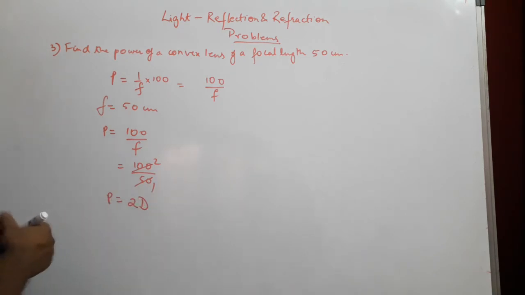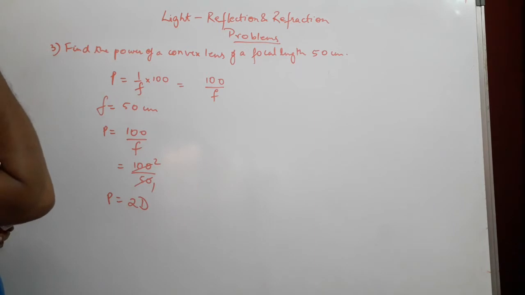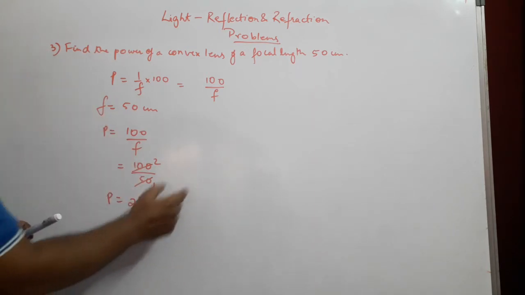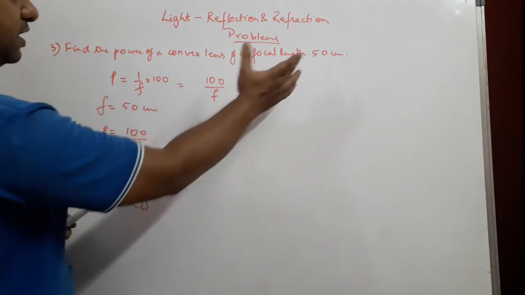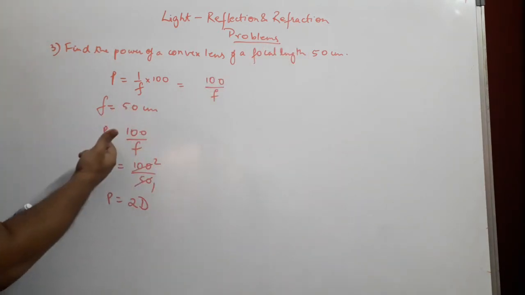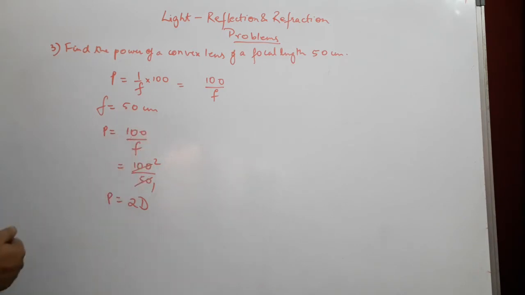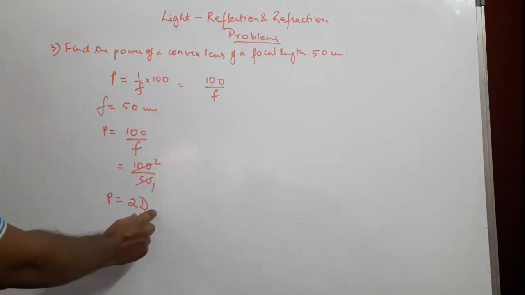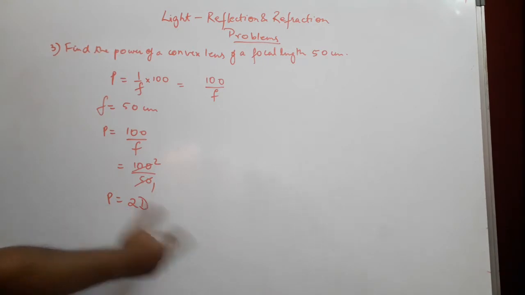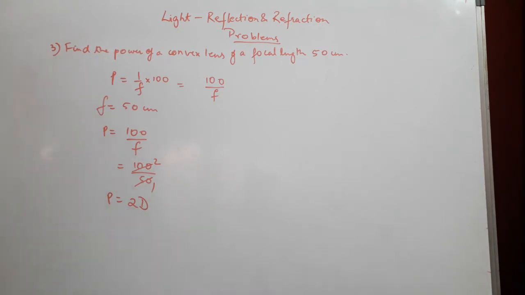Okay, so we remember we can only get to this answer once we convert it from centimeters to meters, and to do that we have a direct formula where we just write P equal to 100 upon f. And do not forget that the unit of power is diopter and not meter or centimeter or kilo or something.